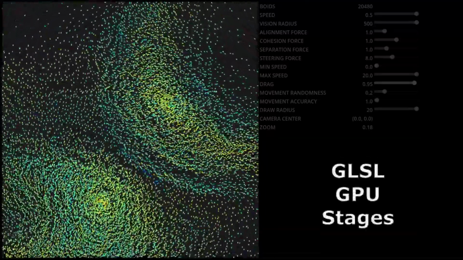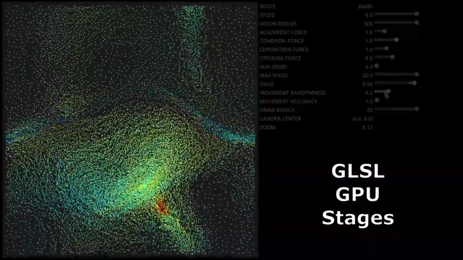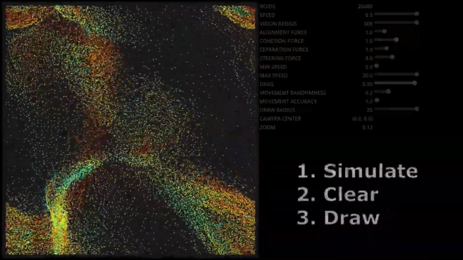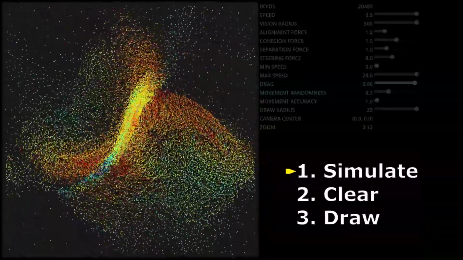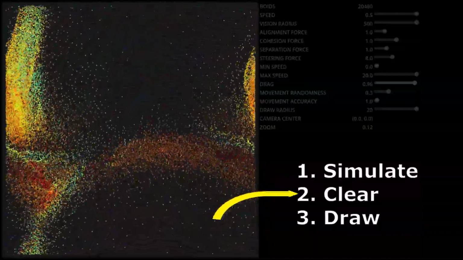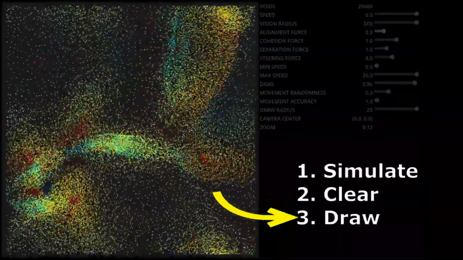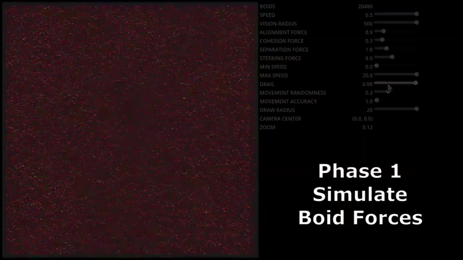Now comes the fun part. The GPU takes over and handles the current frame's data. Each frame runs 3 quick compute passes in sequence: simulate, clear, then draw. The sim phase, where it runs the main flocking logic for each Boid in the input buffers, the clear phase, where it wipes the previous frame's image buffer, and the draw phase, where it renders each Boid into a fresh image buffer.